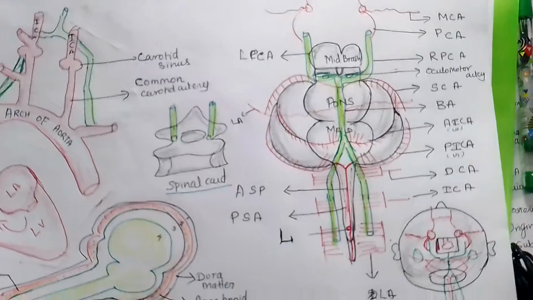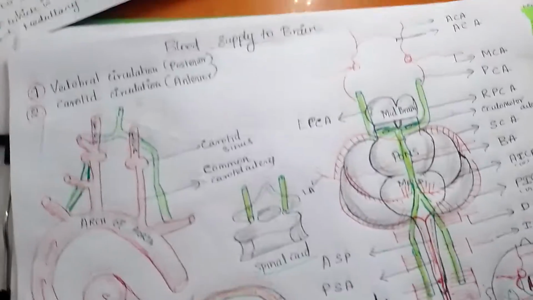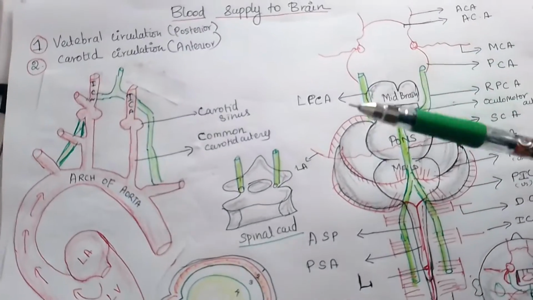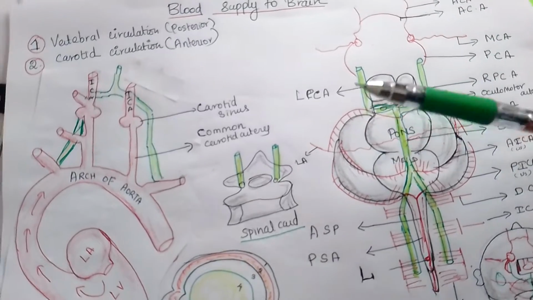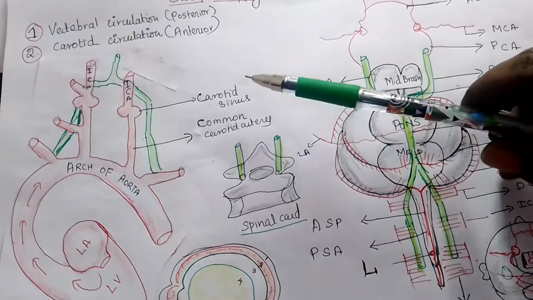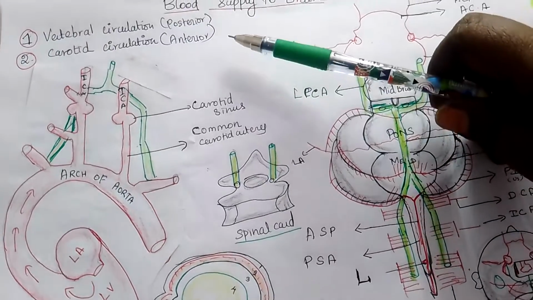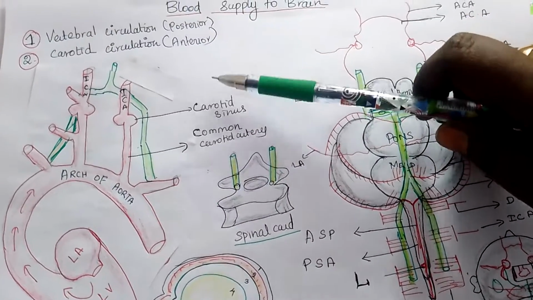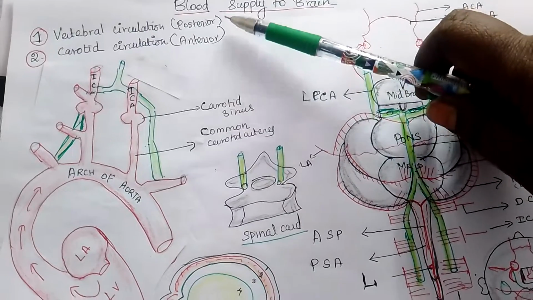So always you have to remember about the blood supply of the brain. Nearly 15 to 20% of the blood supplying the brain is in the carotid system. In a two-way system it is supplying: anteriorly the carotid system, and posteriorly the vertebral system.